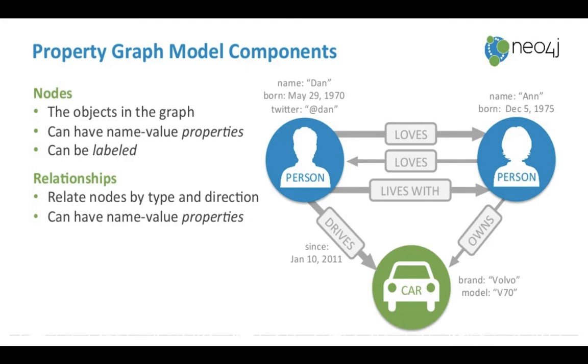Nodes are the objects in the graph, and they can have name-value properties, and nodes can be labeled. Relationships relate nodes by type and direction. So a relationship can be directed or non-directed. We can have name-value properties for our relationships.